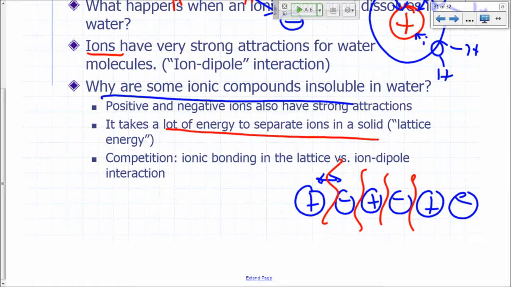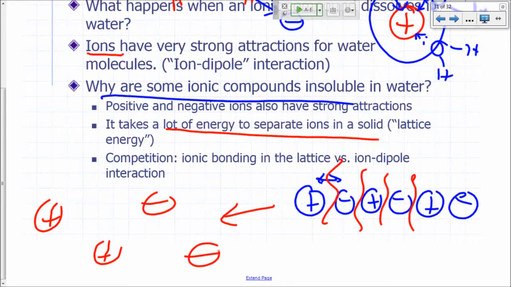So you need energy to separate the ions in a solid. The energy you need to separate these ions from the solid to the gas phase, that's known as the lattice energy. The lattice is, when you look at this structure of a solid where you have plus and minus arranged in a regular pattern, that pattern is called a lattice.